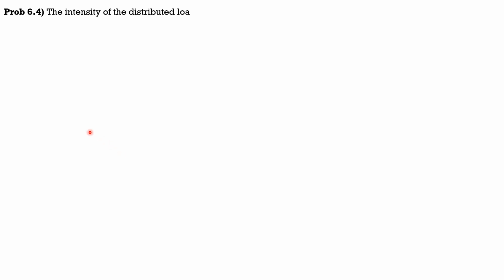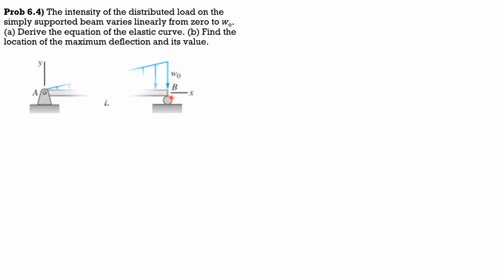The intensity of the distributed load on the simply supported beam varies linearly from 0 to WO. Derive the equation of the elastic curve. Find the location of the maximum deflection and its value. So here is the figure. Then let's have the reactions first. AY, RB. RB is not important as long as AY is correct.